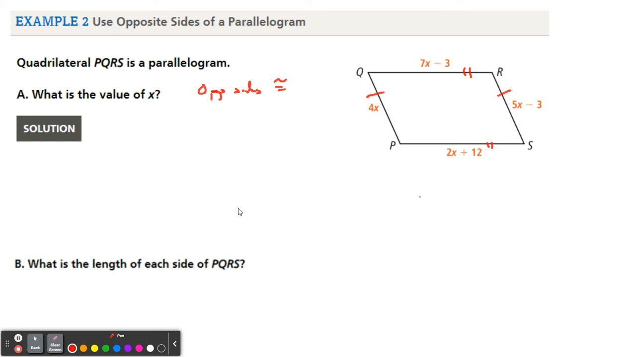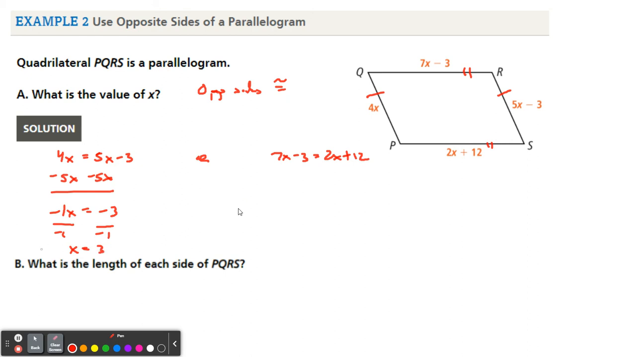There are really two ways to go about this, and I'll show you both just for fun. You could do 4x equals 5x minus 3, or you could do 7x minus 3 equals 2x plus 12. Either way, you'll get the same x value. I believe the first one is fewer steps, so let's do that first. I'm going to bring the 5x to the left by subtracting it. 4 minus 5 is negative 1x equals negative 3, and then divide by negative 1, and you get an x value of positive 3.